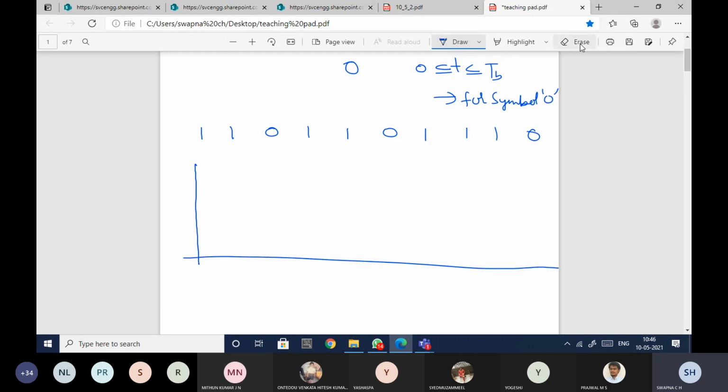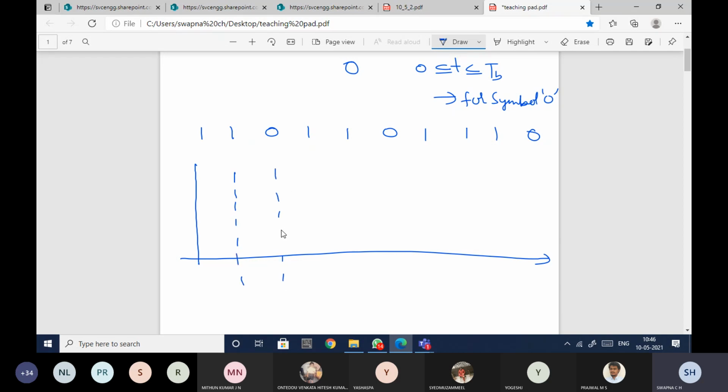One second, let me draw it properly. Unipolar NRZ. Let me take the data again and divide it uniformly. The time duration is the same for 0 and for 1. Let me divide it first: 1 1 0 1 1 0 1 1 1 0.